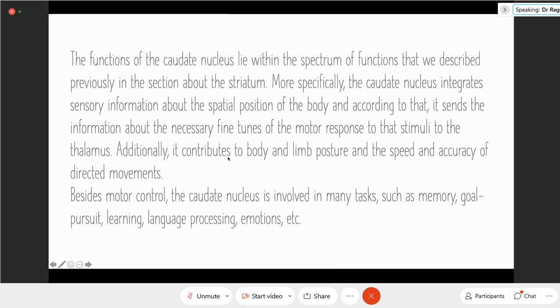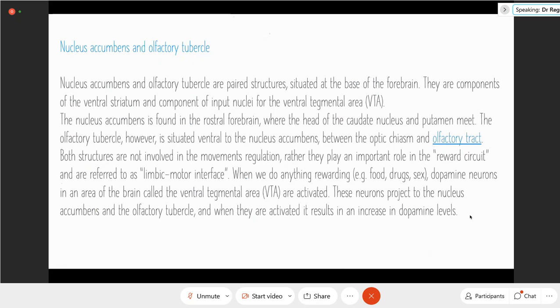So it also does things with memory or goal-pursued tasks, learning language, fine function, which you have learned before, and keeps it fine. And that's why integration with the sensory component is important, because when you see something, you learn. When you hear something, you learn. So this is part of how somebody tells you to do something, you listen and then you do it. Right? This is the role of the caudate nucleus.